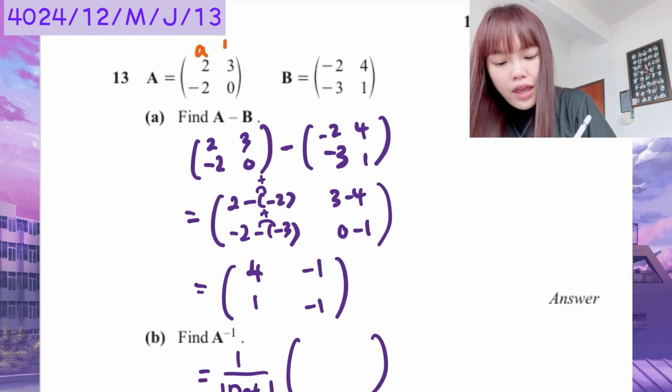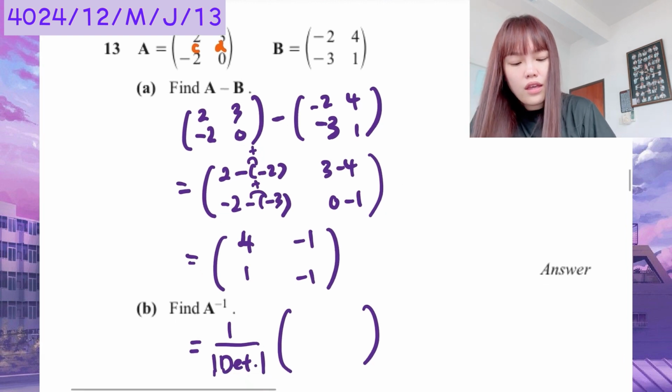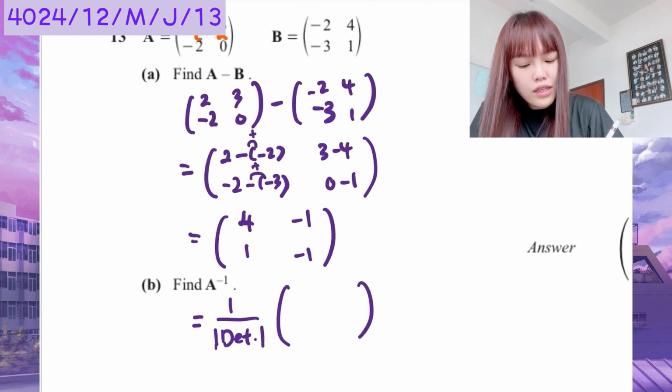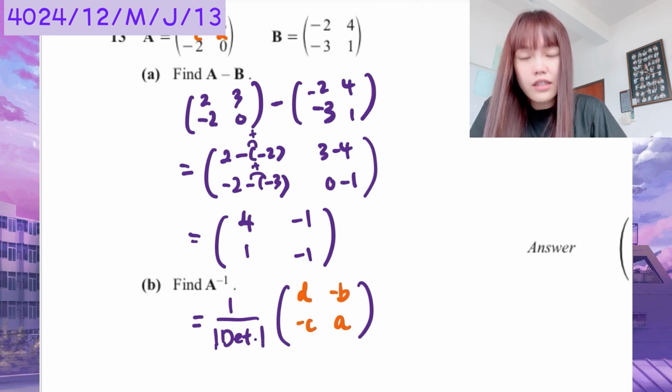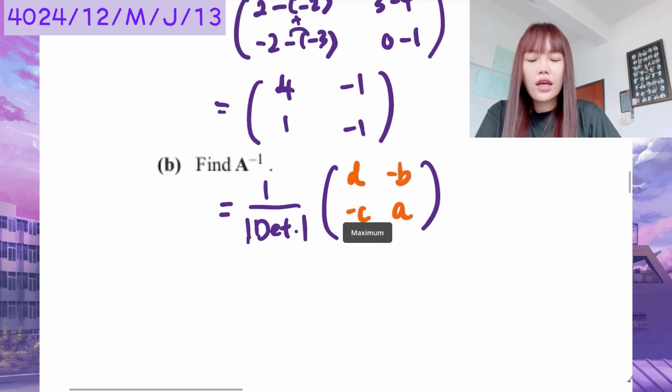Now, this is your A, B, C, D. The formula is 1 over determinant, and then with the D and A terbalik, or flip, and this one add a negative. This is basically the formula. Okay, and then what is determinant?